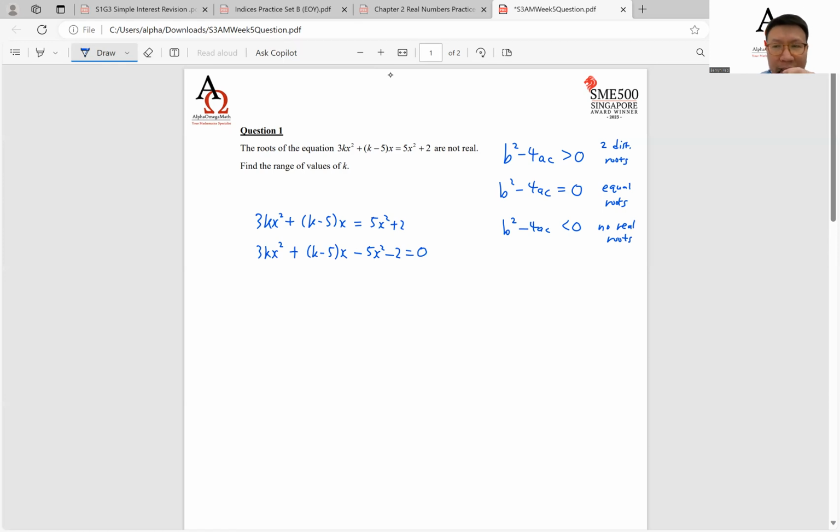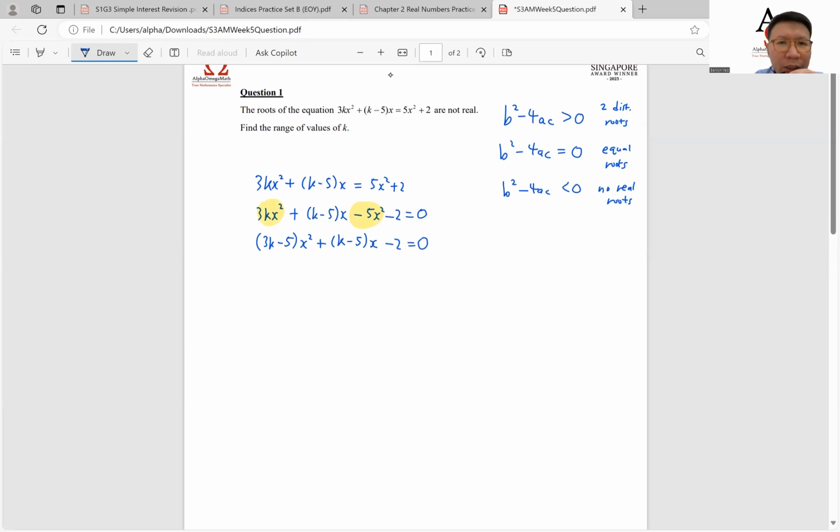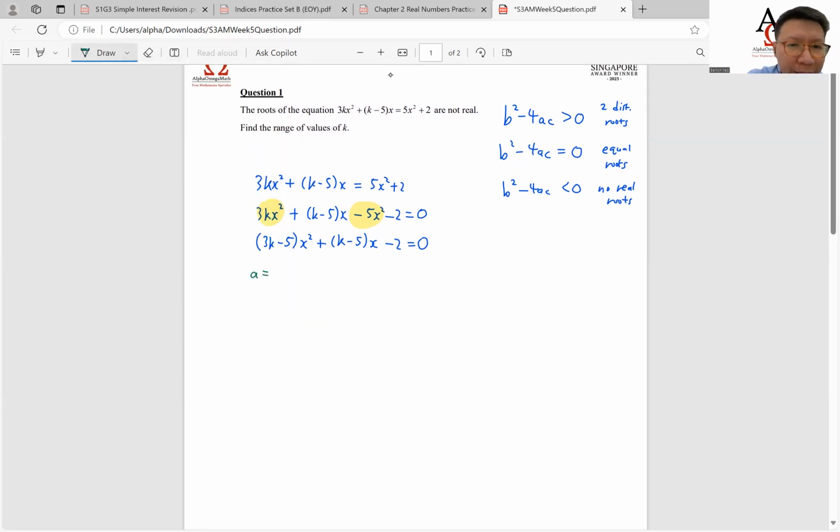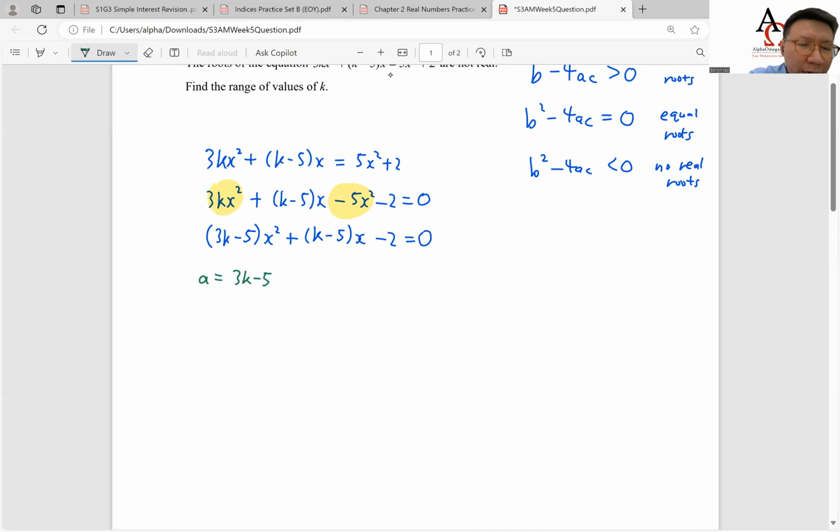Let's factorize the x squared term from 3kx squared as well as minus 5x squared. When we do that, we have (3k minus 5)x squared plus (k minus 5)x minus 2 equals 0. So our a term will be 3k minus 5. Let me just zoom in a bit to this part. Our b term will be k minus 5, and our c term will be negative 2.